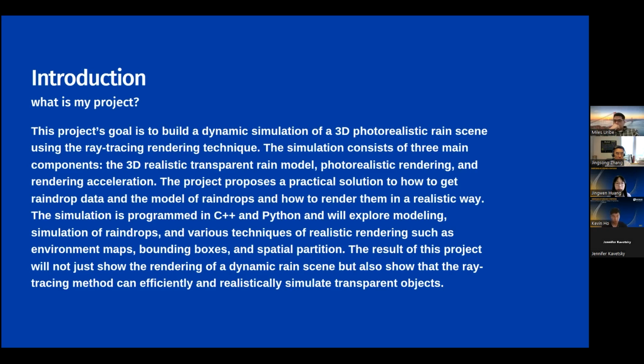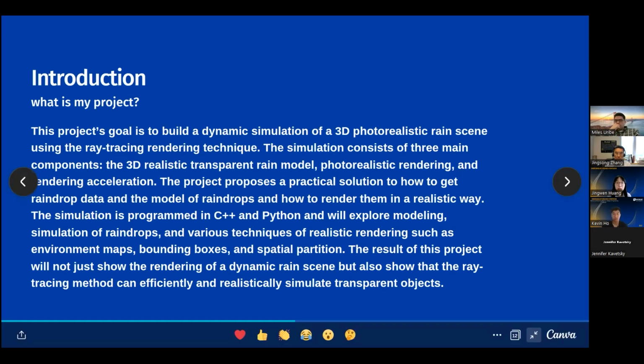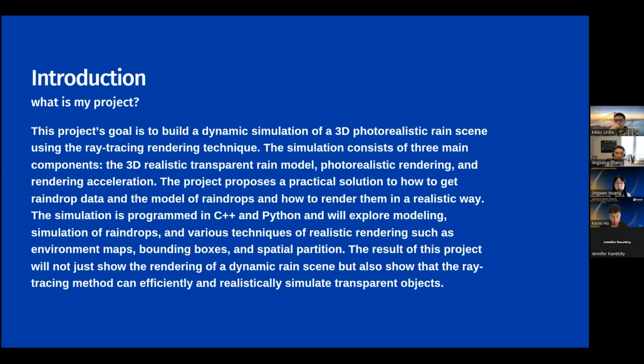The simulation is programmed in C++ and Python, but mainly in C++. The Python is only used for the wrapper function. And the project will explore modeling, simulation of raindrops, and various techniques of realistic rendering, such as environment maps, bounding boxes, and spatial partition. The results of this project will not just show the rendering of a dynamic rain scene, but also show that the ray tracing method can efficiently and realistically simulate transparent objects.